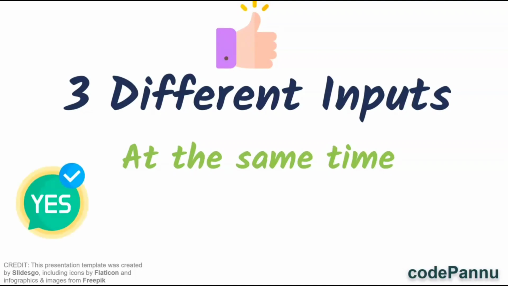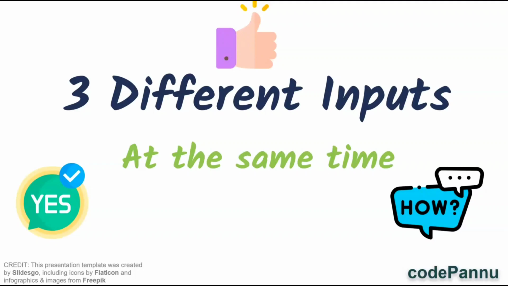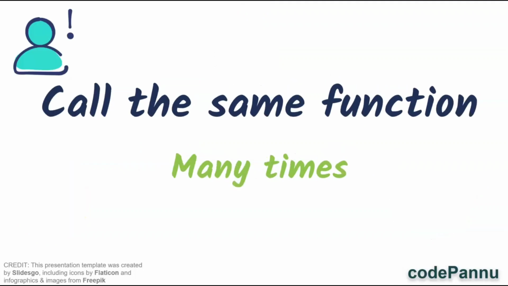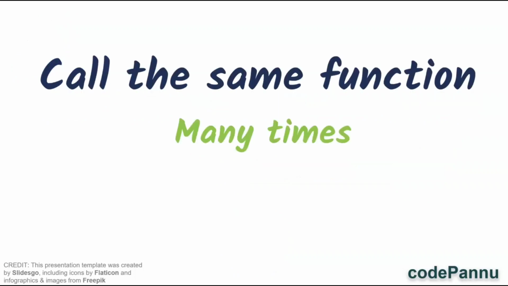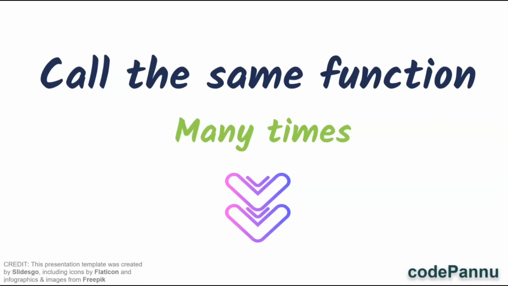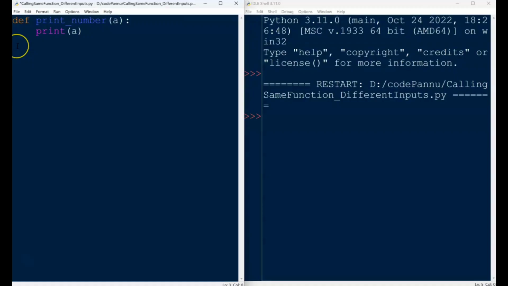Yes. But how? Remember, we know how to call the same function many times. We know that, correct? So we are going to use that concept. It is very interesting. In this video, let us see how to do that with the same example we know very well. Now, let us go to Python and take the same previous code. In this code, we know very well that we have an empty variable a where we can give different arguments.